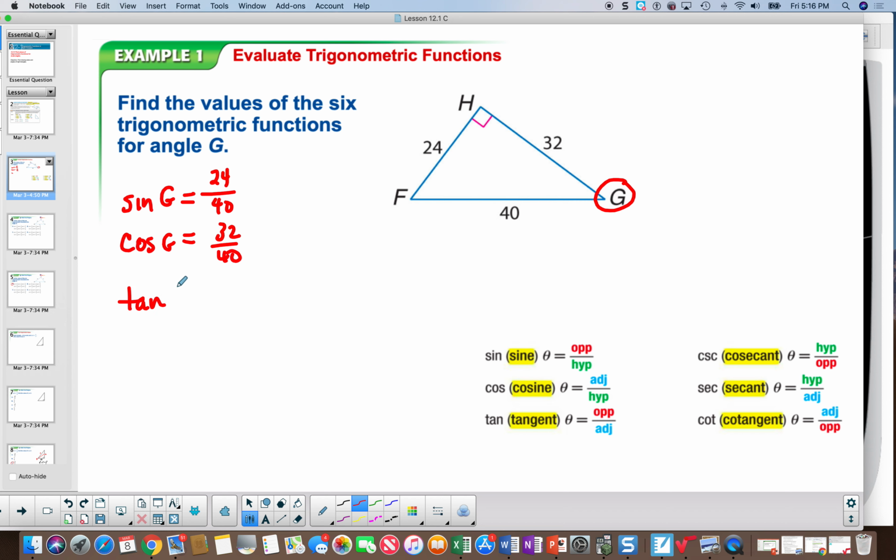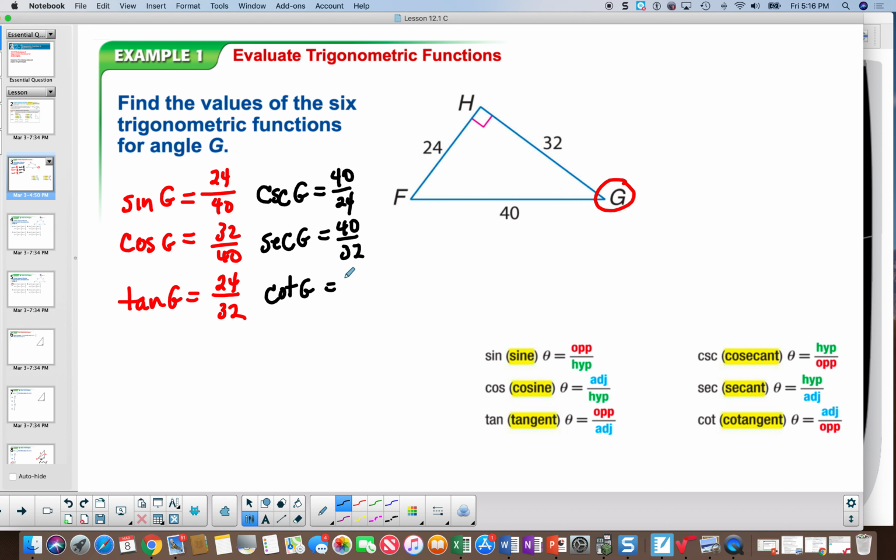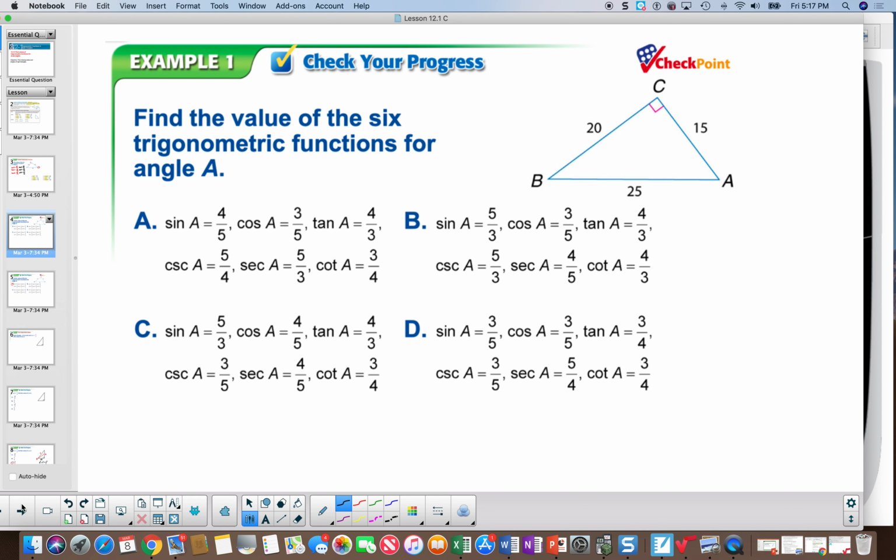And the tangent of G is the opposite over the adjacent. Now I'm going to change color, and now we're going to do the reciprocal functions, which is cosecant of G, and this is a reciprocal. It will be 40 over 24. And the reciprocal of cosine is secant G, and that's going to be 40 over 32. And then the cotangent of G, which is 32 over 24. And so here's how you find the 6 functions. Okay, your turn, pause, and here's the answer.